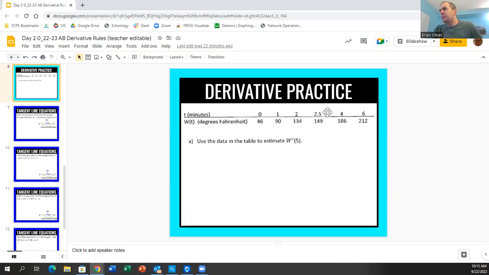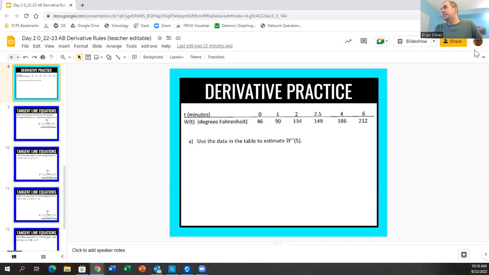And what I want you to notice when we look at this slide is that we have 0, 1, 2, 2.5, 4, and 6. We're trying to get close to 5. Well, the best case we have here are the instances where we got 4 and 6. So we know that when t equals 4, W of 4 is equal to 186. When t equals 6, W of 6 is going to equal 212.